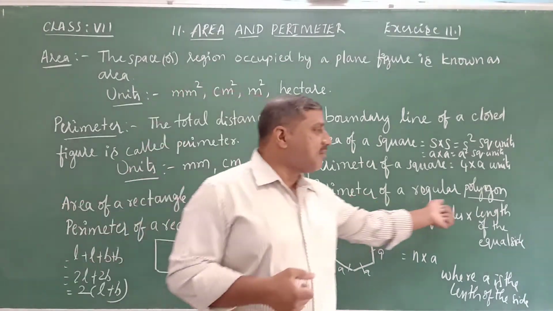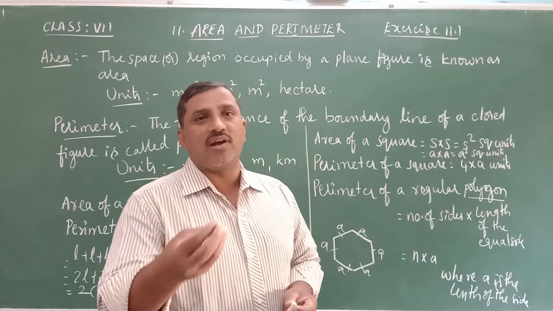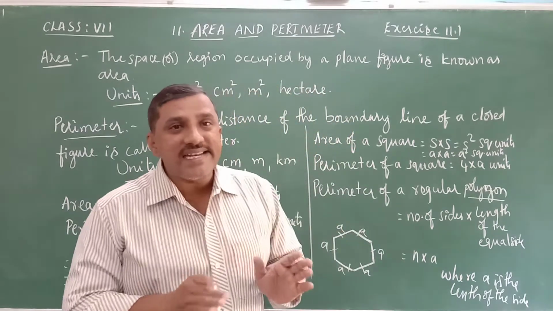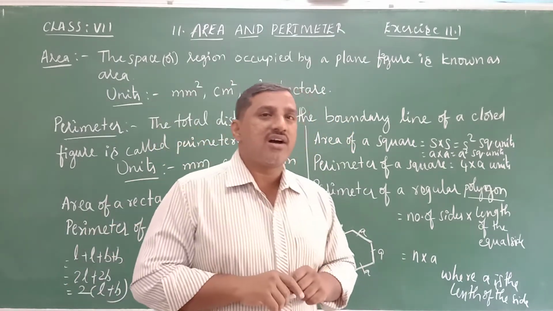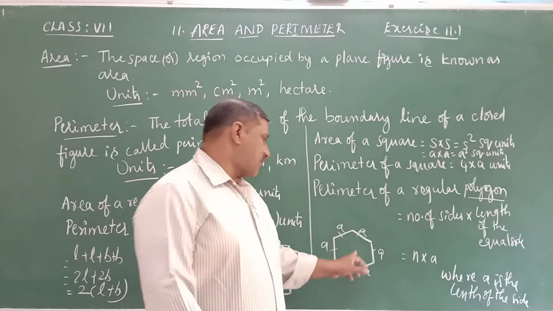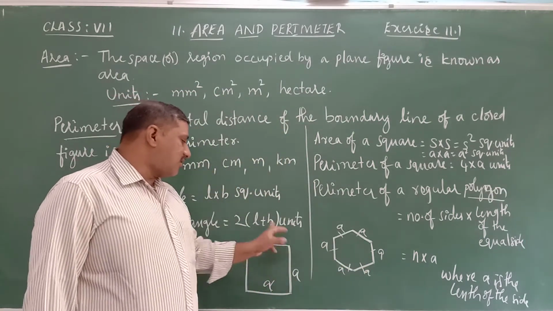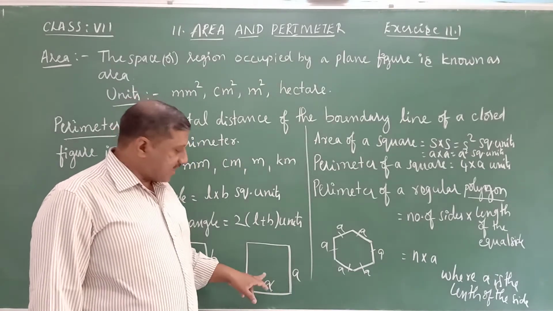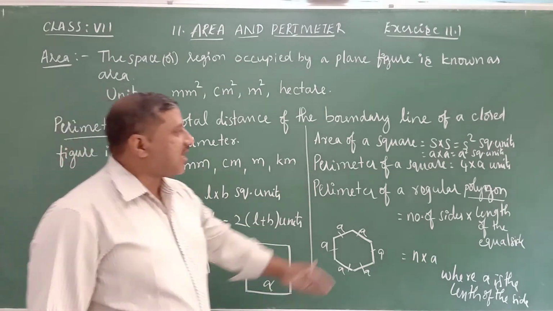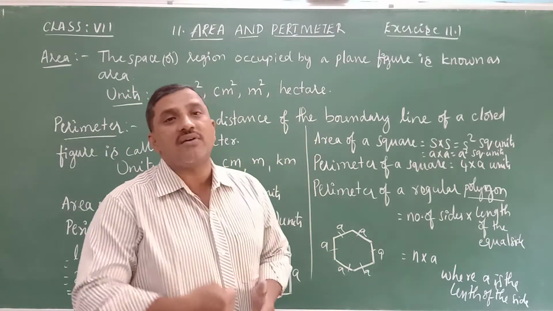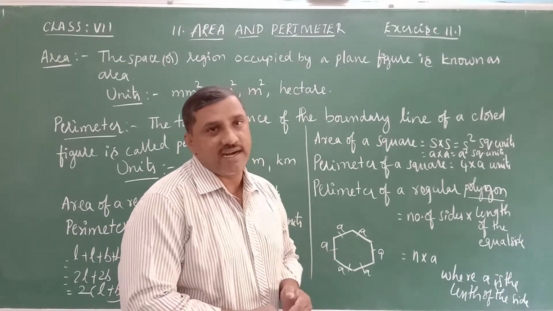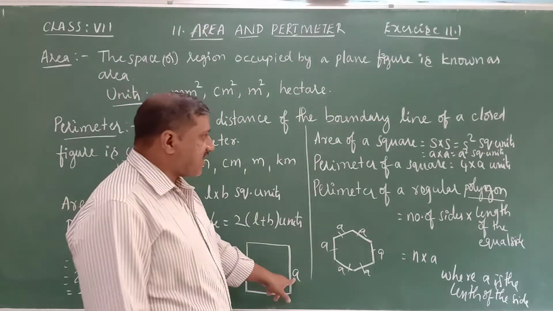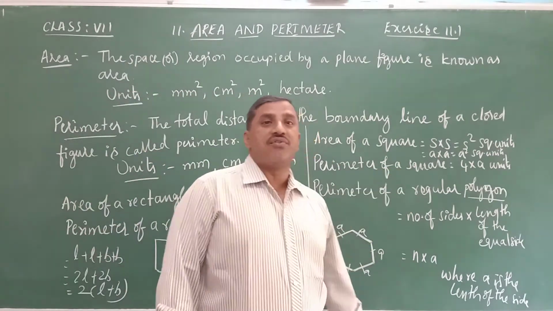Then what is a regular polygon? A regular polygon is a polygon in which all the sides are equal and all angles are equal, that is, interior angles are also equal. Such polygons are known as regular polygons. You see here we have a square. In a square all the sides are equal and each angle is 90 degrees, all angles are equal. So a square is a regular polygon. That's why we got 4 into A units, that is number of sides into length of each side. 4 sides are there and length of each side is A units. It is 4 into A, 4A units.